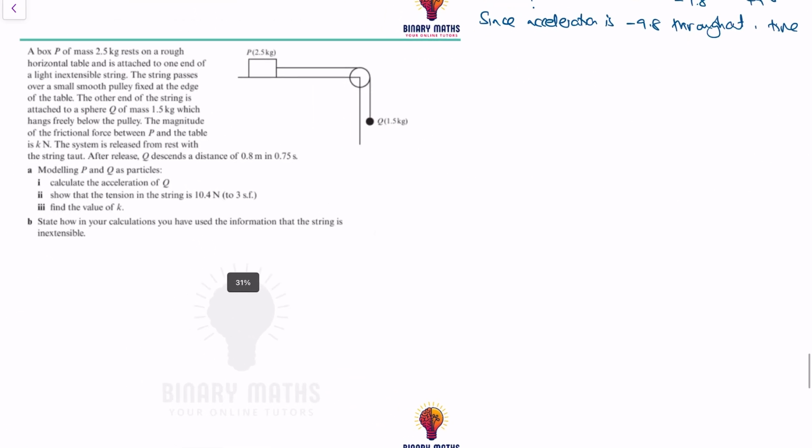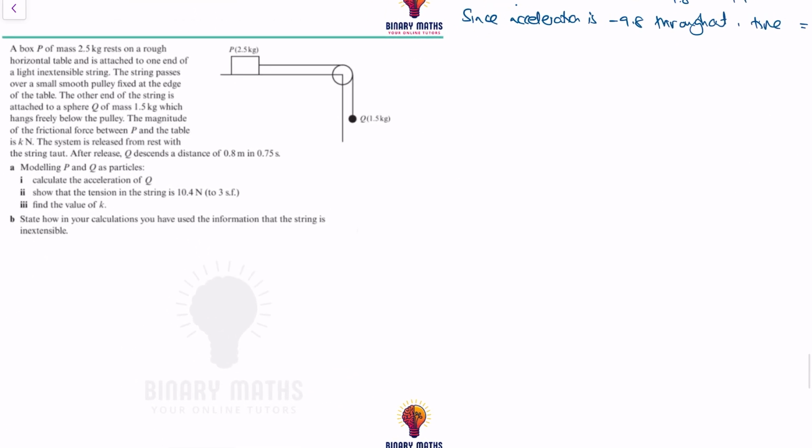Okay, last question I'll go through. A box P of mass 2.5 kg rests on a rough horizontal table and is attached to one end of a light inextensible string. So tension here, tension there, tension here, tension there. So this will be 1.5 G, 2.5 G.